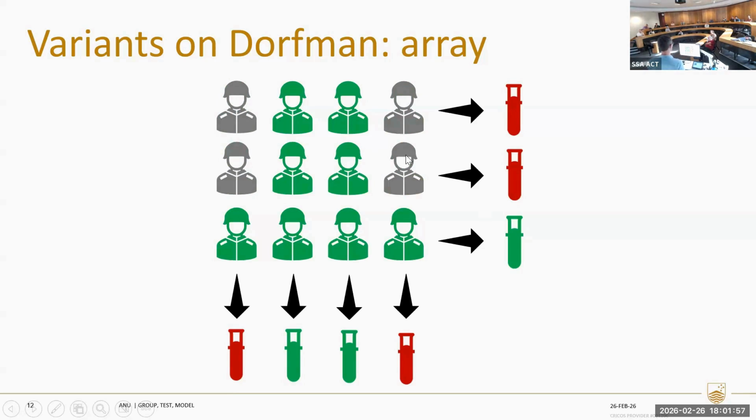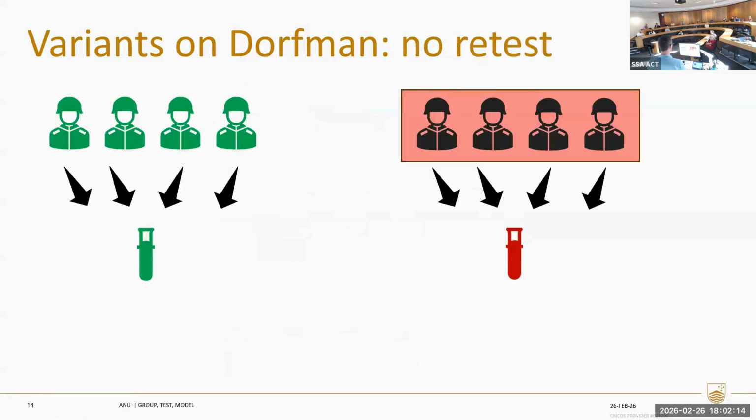It could be that all 4 of these people are infected. It could be that these 3 are infected but others not, or these 2 are infected and these 2 aren't, or etc. So lots of combinations. You have to go back and individually test them to figure out which 2, or at least there are at least 2, but which 2 are infected. So there are lots of variants here.